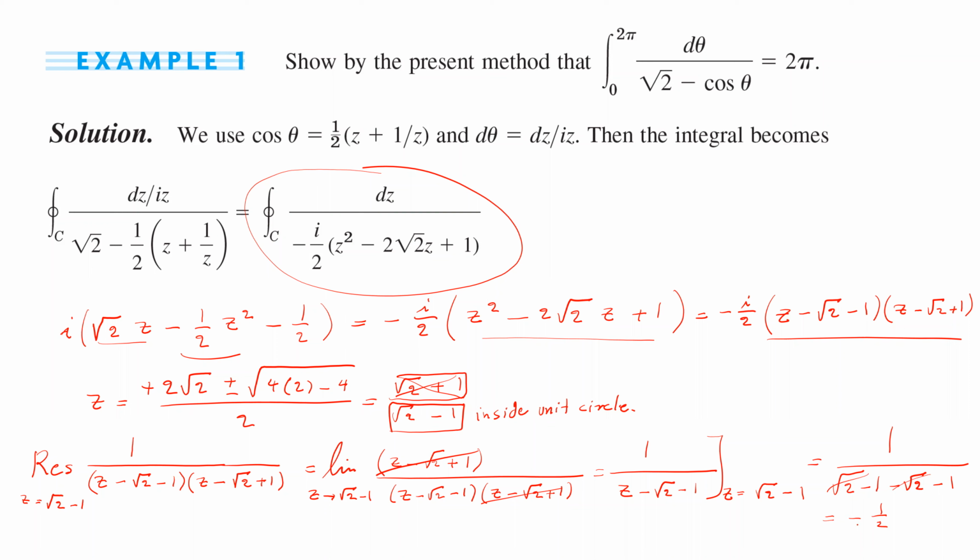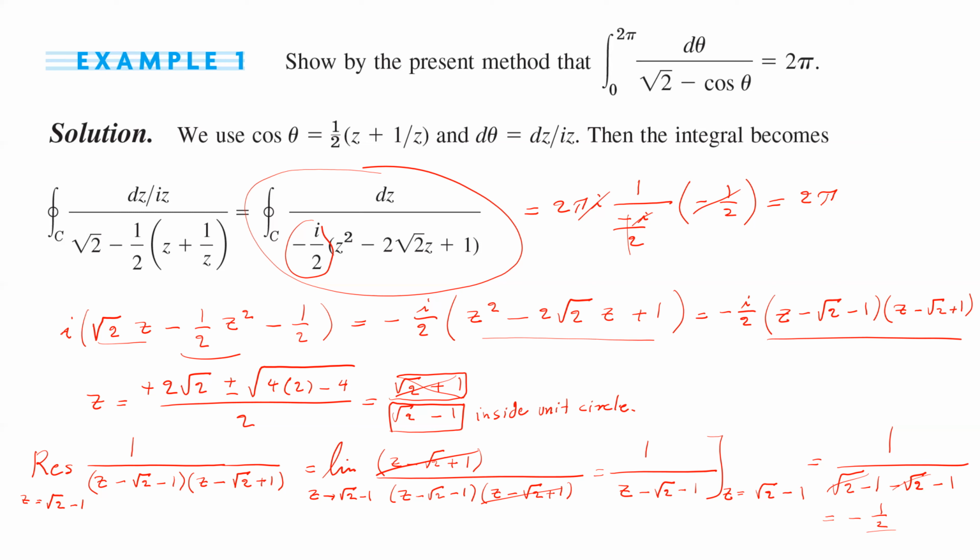All right. And if you have negative 1/2, we have a factor of negative i over 2. So this becomes 2 pi i, and we have a factor of 1 over negative i over 2 times this negative 1/2, right? So the -1/2 with -1/2 cancels out, i with i cancels out, you get 2 pi. All right. Any questions?